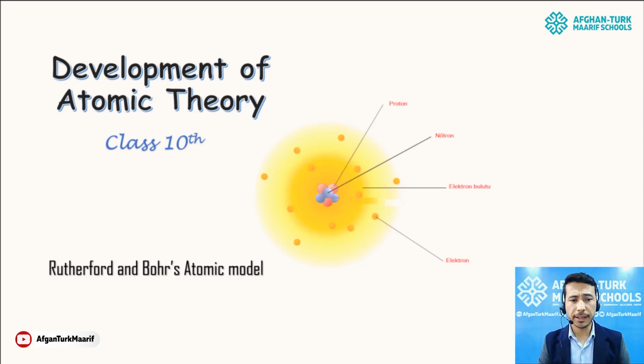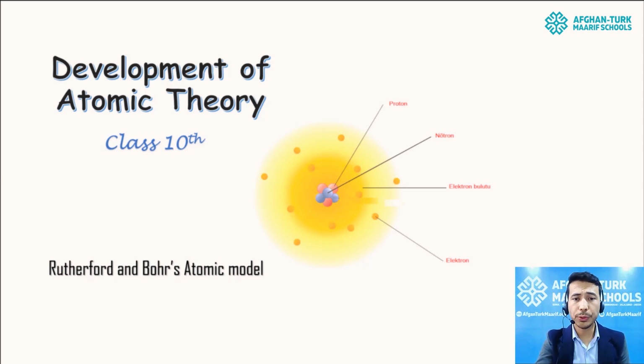Today we are going to study Rutherford and Bohr's atomic model. In our previous lesson we studied the history of the atom, Dalton's model and his theory, and J.J. Thomson's atomic model. If you remember, J.J. Thomson told us the atom is a kind of plum pudding in which positively charged fluid is filled and electrons are scattered around, suspended inside the fluid.